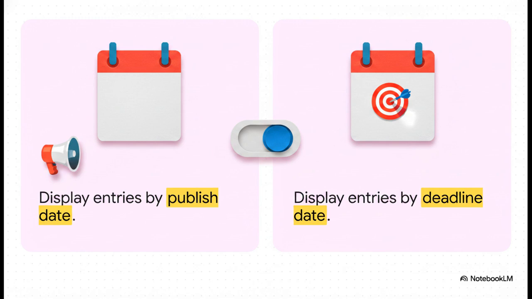You might have a publication date for when a blog actually goes live, but an internal deadline date for when the draft is due to the editor. If your database has multiple date properties like this, Notion Calendar lets you choose exactly which one to look at, so you are never overwhelmed by irrelevant data.